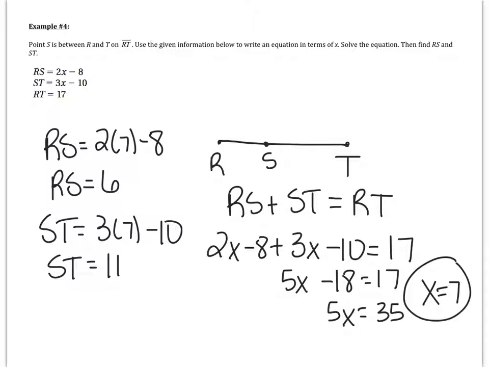And notice that if I add the 6 to the 11, I get the 17 total that I was given originally. Another way to do it is, once you figured out what RS is, knowing that if RS is 6 and the total length between R and T is 17, you could have taken 17 minus 6 to get the 11 for the ST. So either way would work and you get the same answer no matter what.